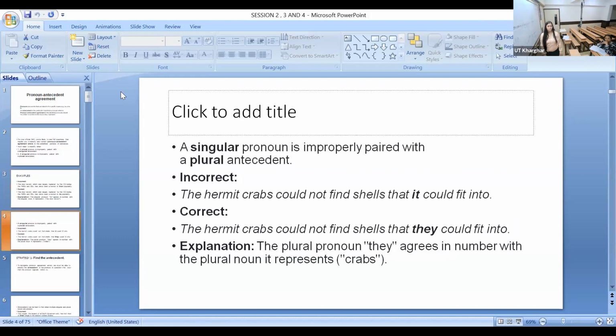Incorrect, Adi: The hermit crabs could not find shells that it could fit into. Correct: The hermit crabs could not find shells that they could fit in. Which is the subject over here? Hermit crabs. Are you sure? Hermit crabs or only crabs? The crabs are plural, so it should be 'they'. In one of the batches, they said hermit is the subject, so automatically your answer changes. That's why we need to be careful with the subject-verb agreement.